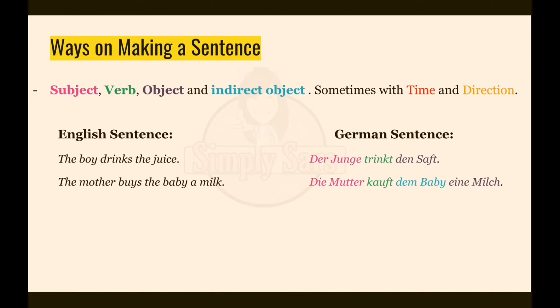kasi dalawa na sila, kanina dito ay accusative lang meron, so may dative na to, ganito lang yan kung paano mo malalaman. Die Mutter kauft was. Ano ang binili ni Mutter? Eine Milch. Para kanino? Dem baby. So, yung para kanino is to whom. Yung receiver na yon, siya ang dative form.